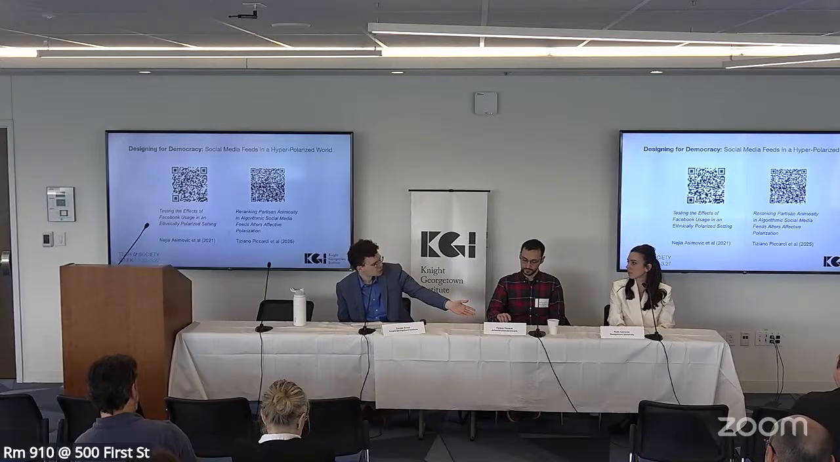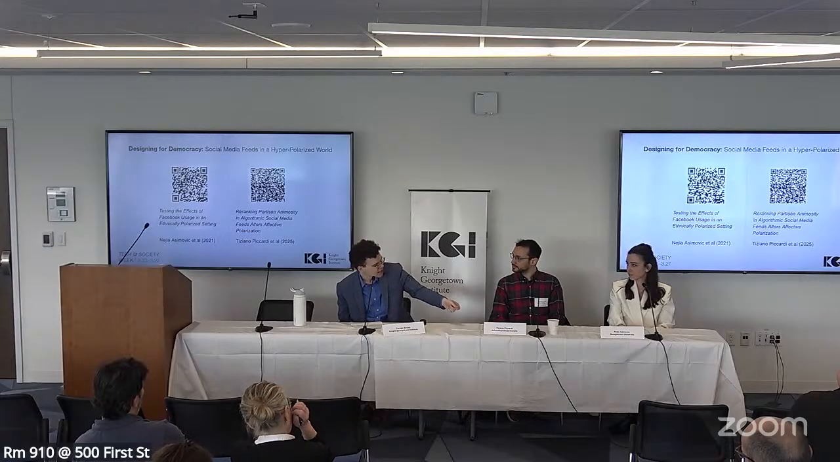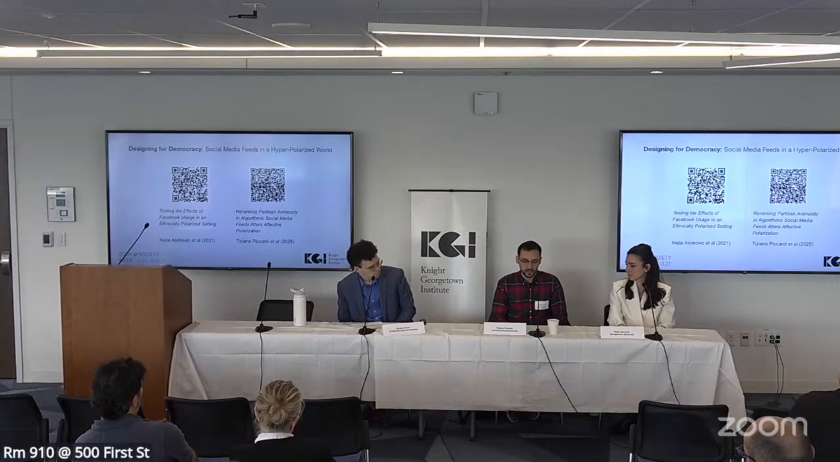You focused on polarization for one study. You mentioned another study focused on mental health. Could you briefly comment on some of the most promising directions for how researchers can study algorithmic design using feed re-ranking and generative AI?